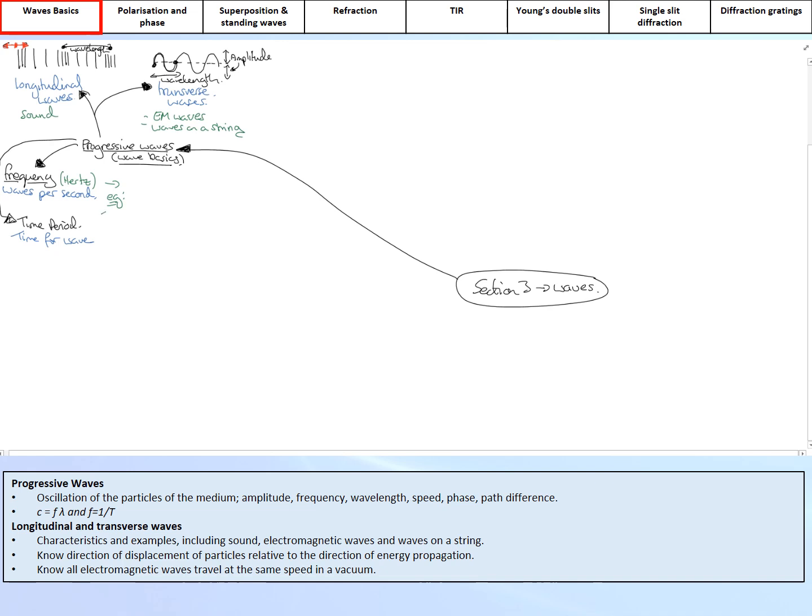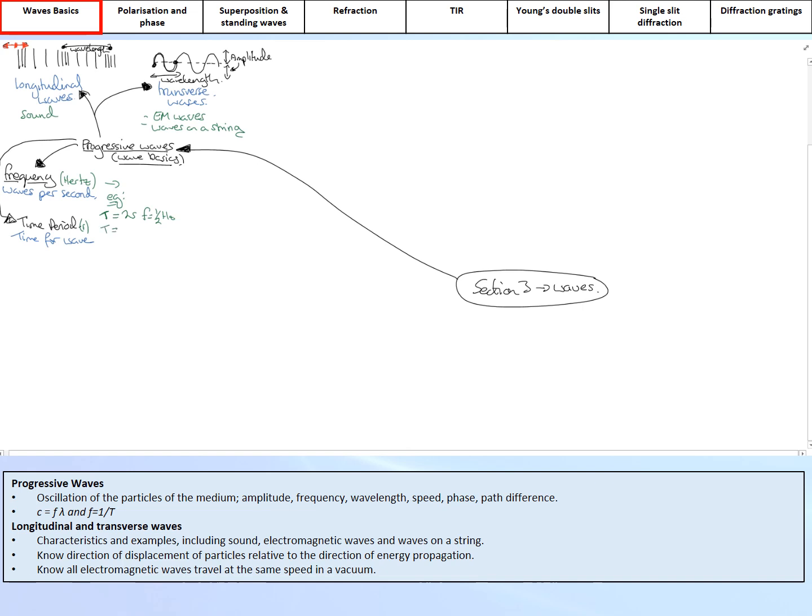So supposing the time for one wave, which should be measured incidentally in seconds, is 2 seconds. How much of the wave will pass in a second? Well, if it takes 2 seconds for a whole wave to pass, in 1 second, half the wave will have passed. So we'll have half a wave per second, or half a hertz.